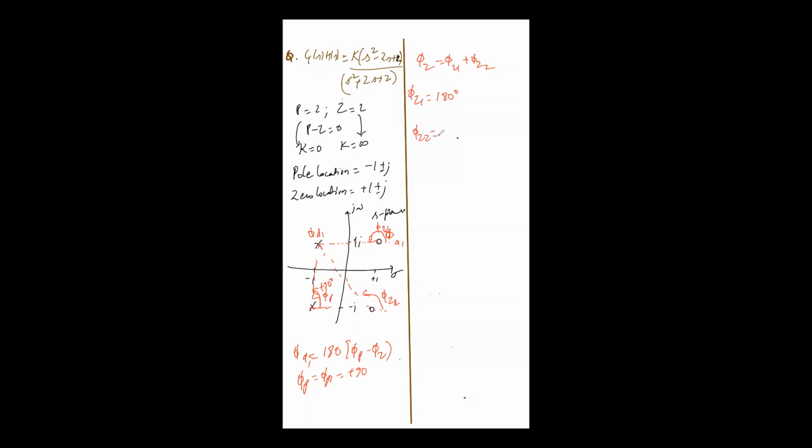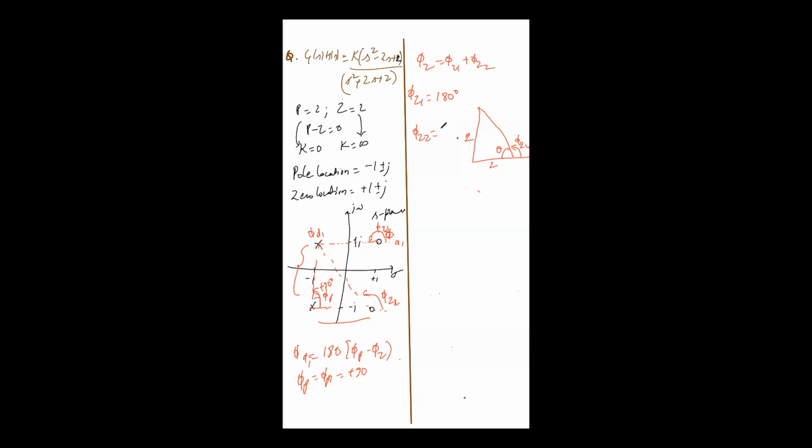Phi z2 is what you can draw as a right angle triangle. This is supposed to be your phi z2. Calculate this theta. This height is 2 and the base is also 2. This is the base and this is the height. So both are 2, and you have to calculate phi z2.